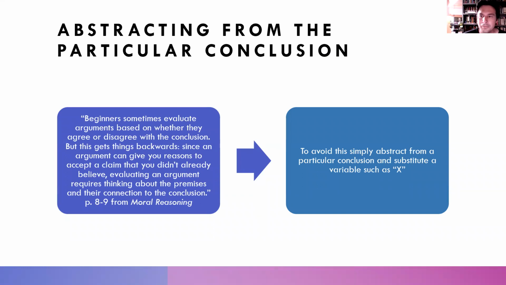He explains that beginners in critical thinking and argument evaluation sometimes evaluate arguments based on whether they agree or disagree with the conclusion. But this gets things backwards, since an argument can give you reasons to accept a claim that you didn't already believe. Evaluating an argument requires thinking about the premises and their connections to the conclusions. So I want to go over a technique that can help you detach from the particular conclusion and start to evaluate the premises. To do this, simply abstract from a particular conclusion and substitute a variable such as x.